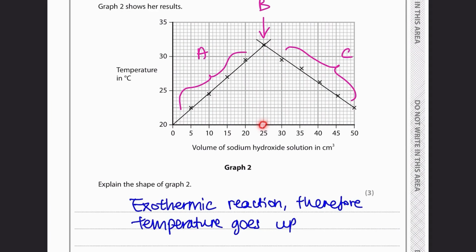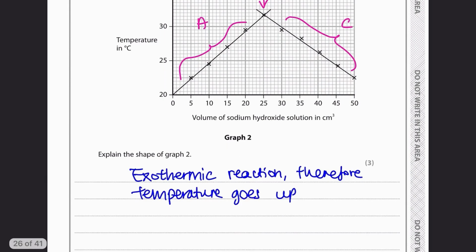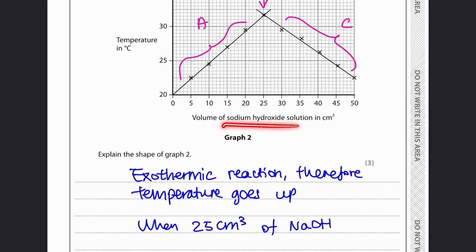And then at B, any turning point on a graph, I would put down that number because it shows that you're reading the graph carefully. So B is the highest point, which is 25 cm cubed of sodium hydroxide solution added. So I would say here, when 25 cm cubed of NaOH or sodium hydroxide over here is added, what is happening at this moment?